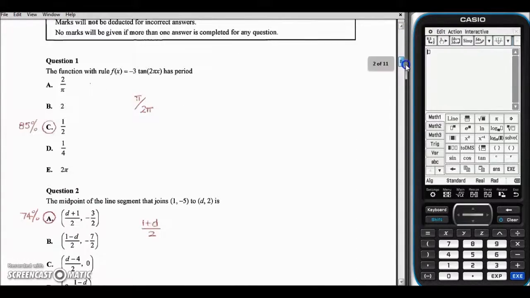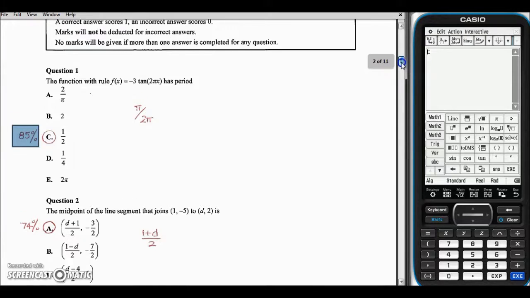Question 1. The function with rule f of x equals -3 tan 2 pi x. So work out the period. The period of a tan graph is pi on n, n being 2 pi, so pi on 2 pi equals a half. And I'm putting the percentage of people that got it right from the examiner's report. As always, it's a good idea to check the examiner's report out as well.